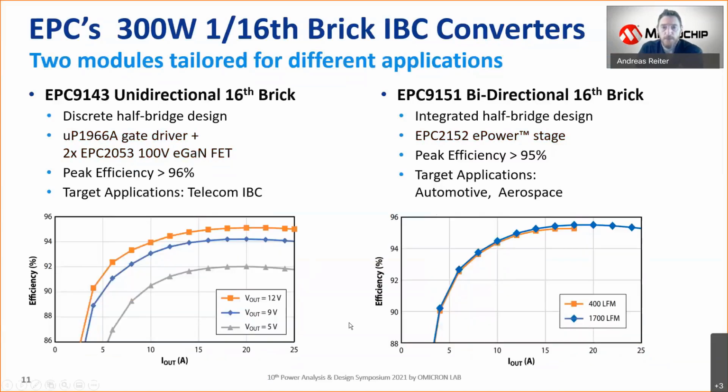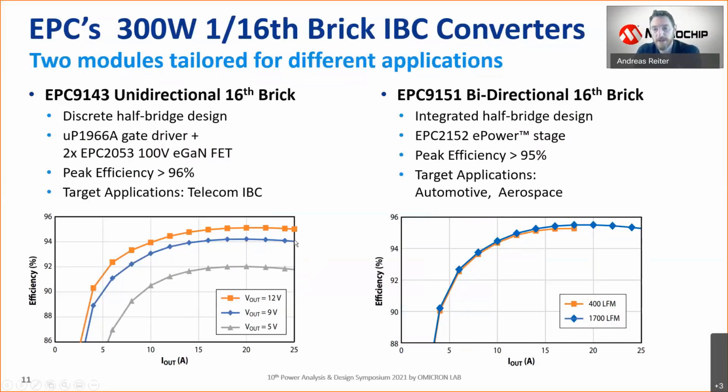So when we look at the efficiency a little bit closer, then obviously the efficiency also relies a lot on the conversion step from 48 volt down to 12, 9, or 5 volt. So we see the comparison here on the left. The lower the step down is, the higher the efficiency. The maximum efficiency specified in this presentation is always referring to the 12 volt line.